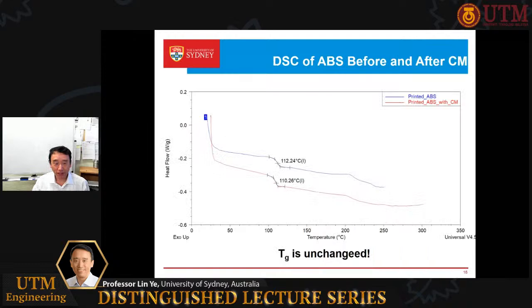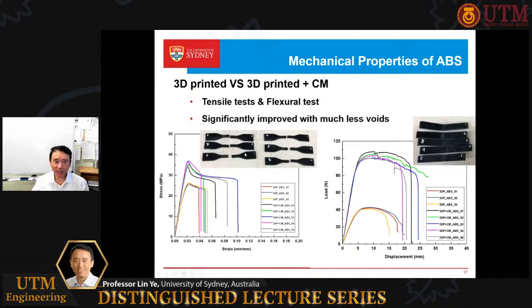Here we did DSC first. Basically you see there is no clear change in the glass transition temperature. It means the compression molding after the printing doesn't have a big negative impact. Then we looked at the material properties, so we did a flexural and tensile test. You can see the materials are basically categorized into two groups.